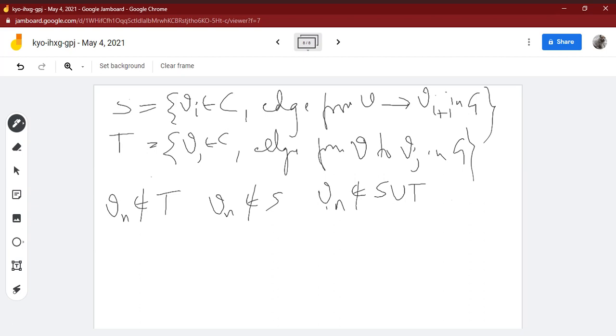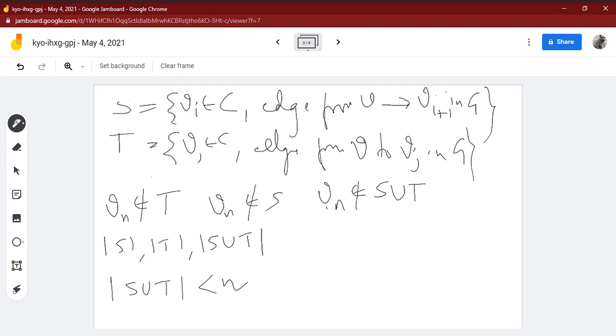Okay, let us suppose that |S|, |T| and |S ∪ T| denote the number of elements in S, T and S union T respectively. Then we can say that |S ∪ T| is always less than n, because Vn doesn't belong to S union T.